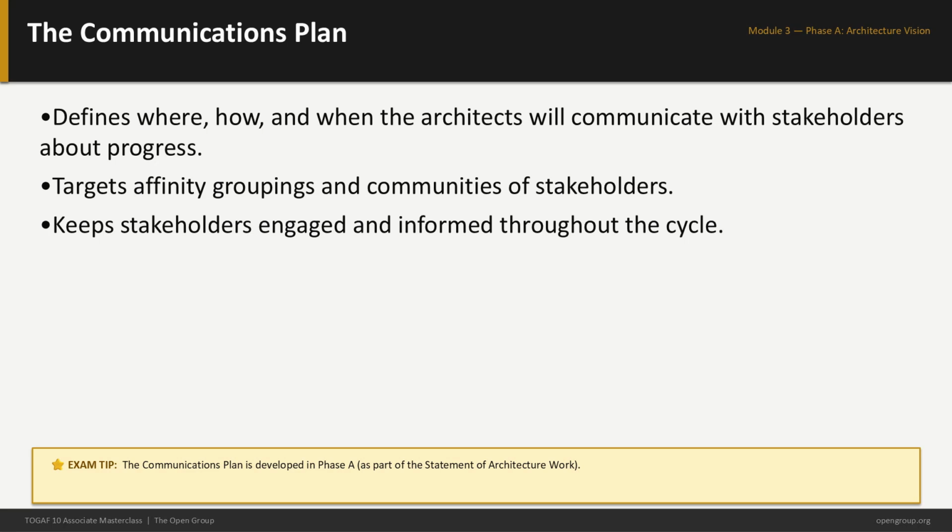One specific component of the statement of architecture work deserves its own mention: the communications plan. This defines where, how, and when the architects will communicate with stakeholders about the progress of the work. It targets the various affinity groupings and communities of stakeholders you mapped earlier, making sure each gets the right information at the right time. Its whole purpose is to keep stakeholders engaged and informed throughout the cycle, so the architecture doesn't drift away from the people it's meant to serve. Remember that the communications plan is developed in phase A, bundled into the statement of architecture work.